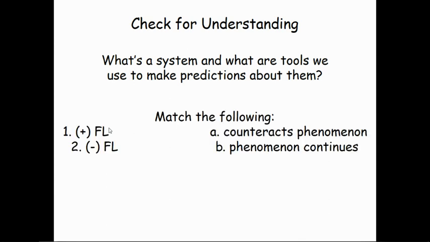Match them up. All right, so match up positive versus a negative feedback loop. So you're going to want to take a look back at number 16, 17, and 18. All right. So yeah, a negative feedback loop counteracts the phenomenon. A positive feedback loop, the phenomenon continues and it gets worse and worse and worse.